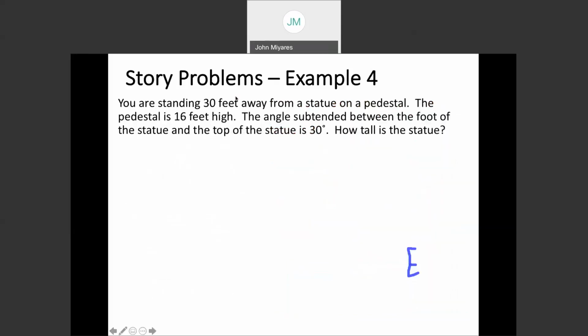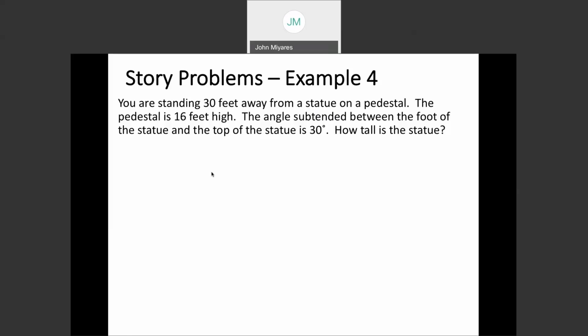Let's look at one more. But before I do that, let me erase that drawing from the previous slide. Suppose you're standing 30 feet away from a statue on a pedestal. The pedestal is 16 feet high. The angle subtended between the foot of the statue and the top of the statue is 30 degrees. How tall is the statue?